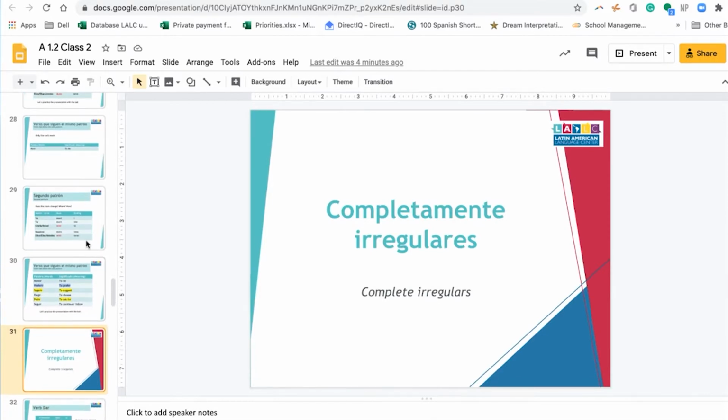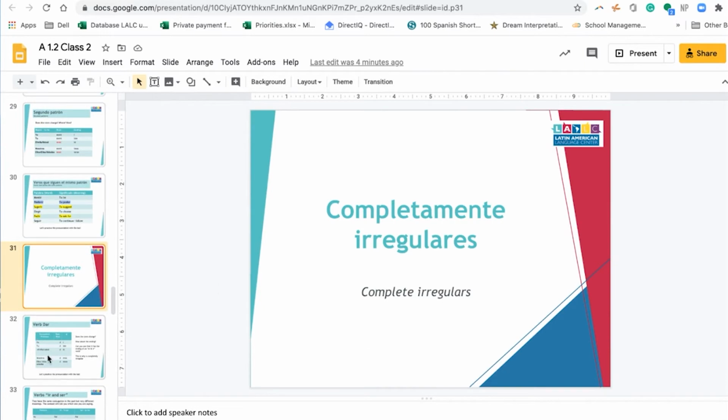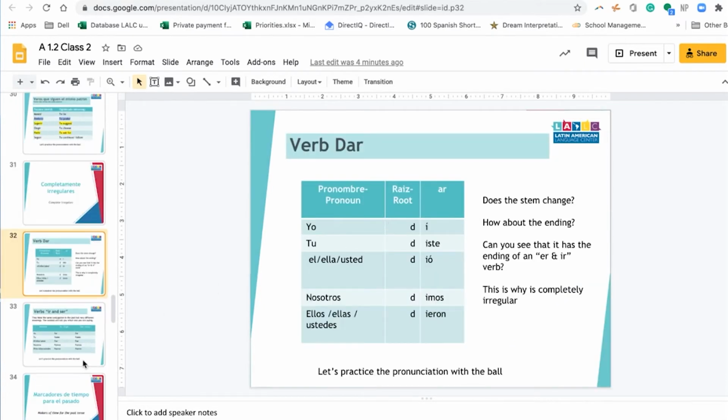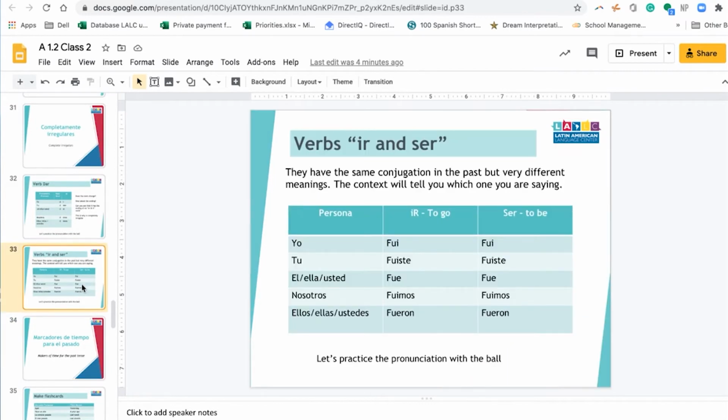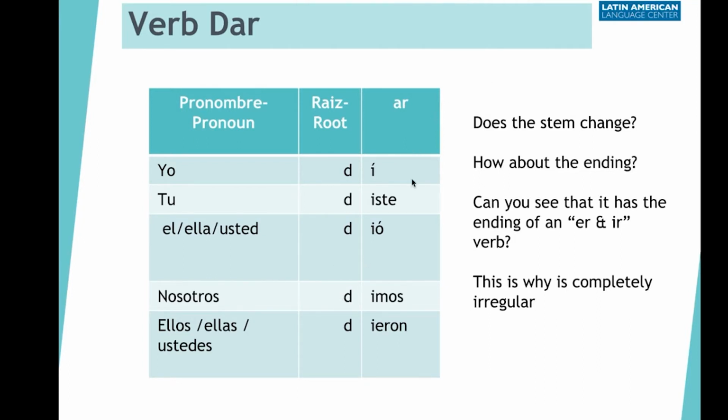So now we just saw the stem changing verbs. You see, there are not so many. It's O to U and E to I, in the third person. And then you have completely irregulars. Completely irregulars, ta-da, they are 1, 2, and 3. In this case, why do you think it's irregular? If the stem is the same, how about the ending? Very good. The ending is from a verb from IR, right? Not from a verb from IR. So it's iste, yo, himos, hicieron.